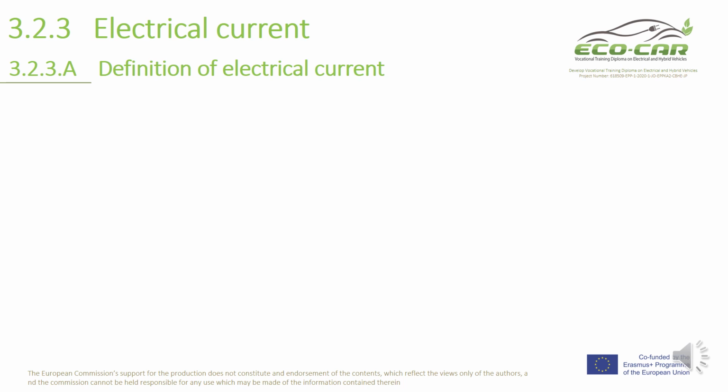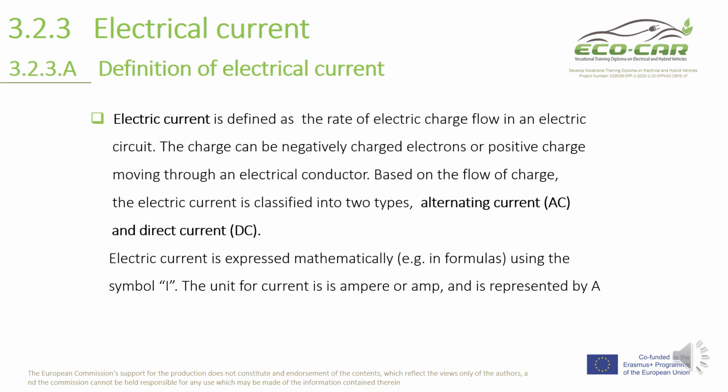So let's begin with the definition of electrical current. The electric current is defined as the rate of electric charge flow in an electric circuit. So the current is the electric charge flow. The charge can be negatively charged electrons or positive charge moving through an electrical conductor.